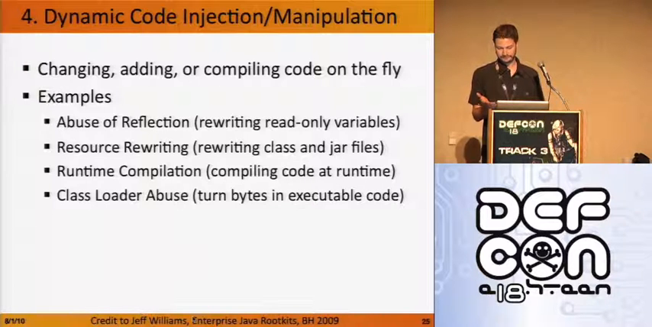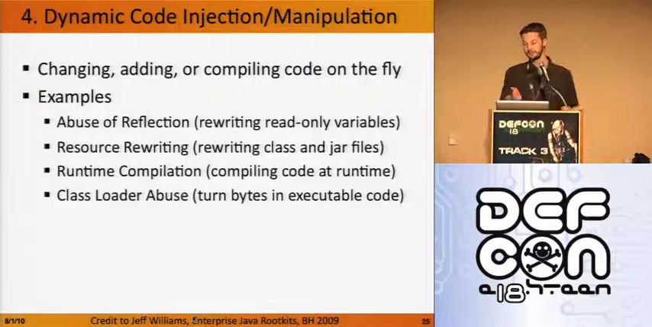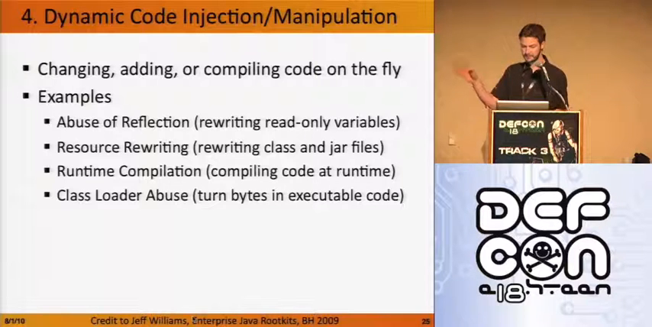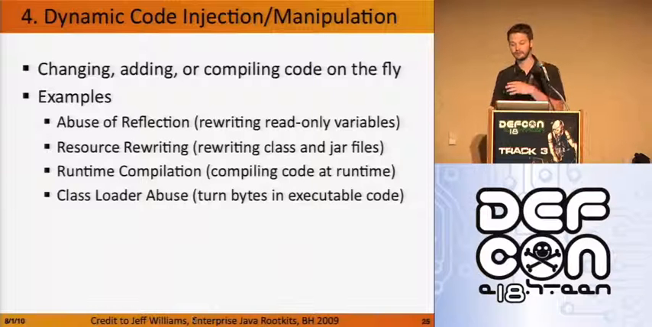So, the work of Jeff Williams: dynamic code injection and manipulation. This category is all about changing, adding, compiling code on the fly. So you have some source code in your application and you compile it on the fly and execute it. We got inspired by Jeff Williams' work on this particular category. He enumerates a lot of categories, like abuse of reflection, where you rewrite read-only variables, resource rewriting, compilation on the fly, abusing class loaders, pretty neat stuff.